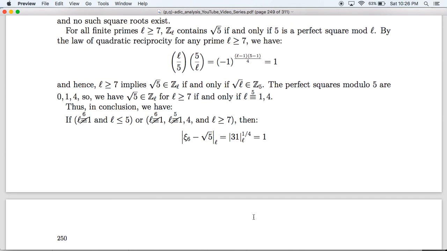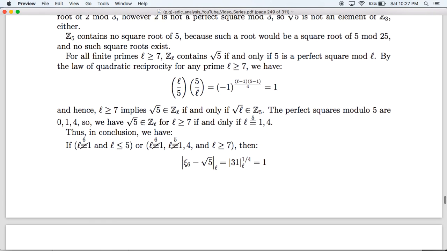So in conclusion, we have the following cases. If L is not congruent to 1 mod 6, and if L is less than or equal to 5, or if L is not congruent to 1 either mod 6 or mod 5, and it's also not congruent to 4 mod 5, and if L is greater than or equal to 7, then C6 minus root 5 is strictly algebraic, that is to say, this quantity is unfamiliar to L, in which case our L-adic absolute value will be the fourth root, that's the degree of this algebraic number, of the L-adic absolute value of 31.